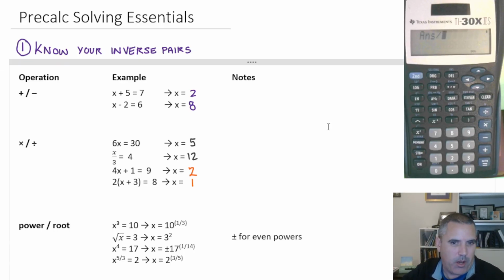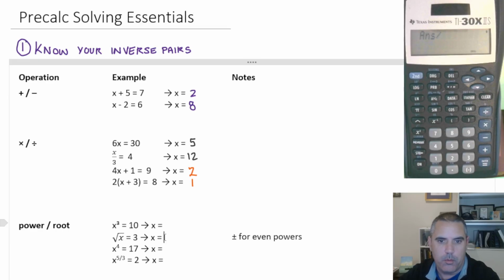Then we add these powers and roots, and that's where sometimes we lose students a little bit. Unfortunately, I already have the answers there, but hopefully these are quick. And I will do a follow-up video where I go through a whole bunch of examples. This is the setup for this, so I'll refer back to this.